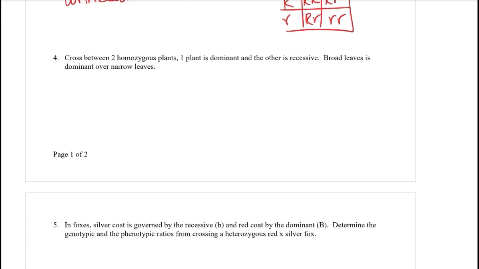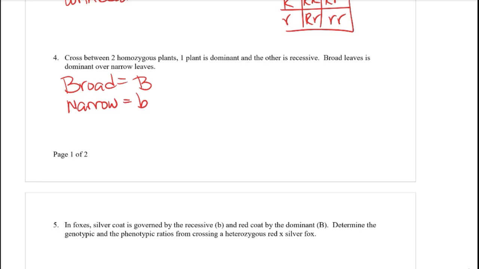Number 4, cross 2 homozygous plants. One is dominant and the other is recessive. Just a different way to word it. Means the same thing. It tells me broad leaves is dominant over narrow. So I've got the shape of the leaves as my trait, my monohybrid trait. So I've got broad and I've got narrow. So let's go ahead and use the letter B. So broad is dominant. Narrow is recessive, so lowercase.